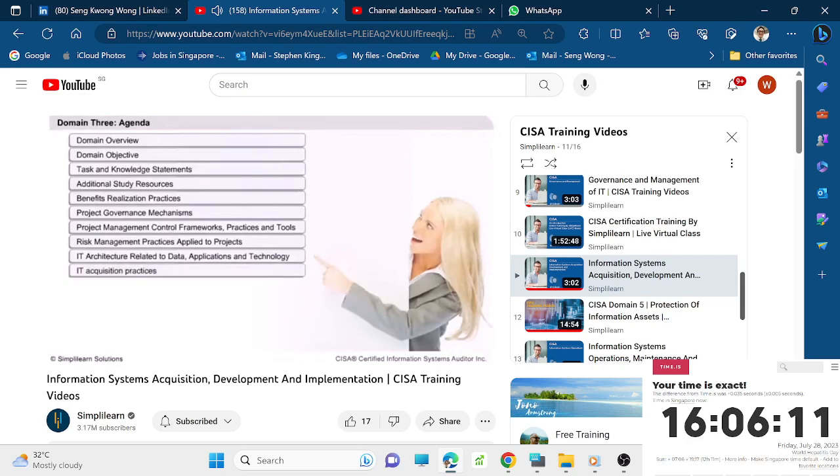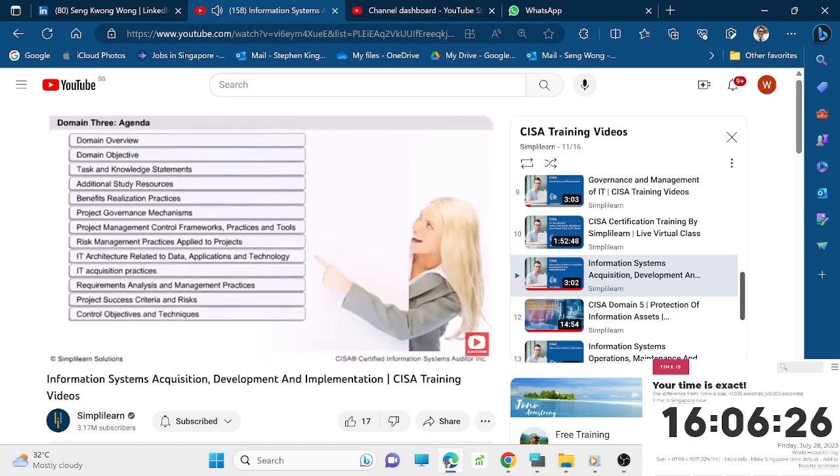We will have a look at IT acquisition practice, to be followed by another essential concept, which is requirement analysis and management practices. We will then understand the project success criteria and risks, and subsequently control objectives and techniques. It is integral that we learn about the different system development methodologies and tools.